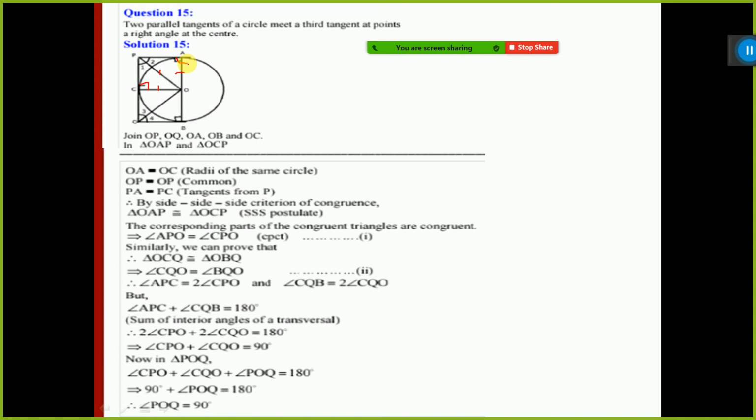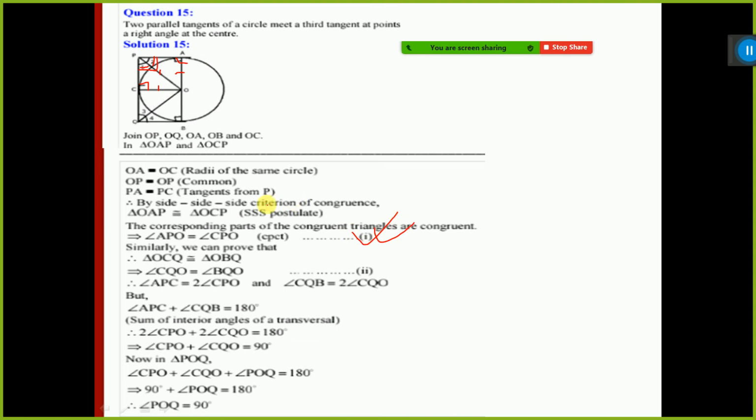Now congruent means everything is equal. That means this angle equal to this angle also. That means, see here, APO and CPO, these two are equal. The angle I have shown here, this one and this one are equal. That is written here. Equation number 1 given.